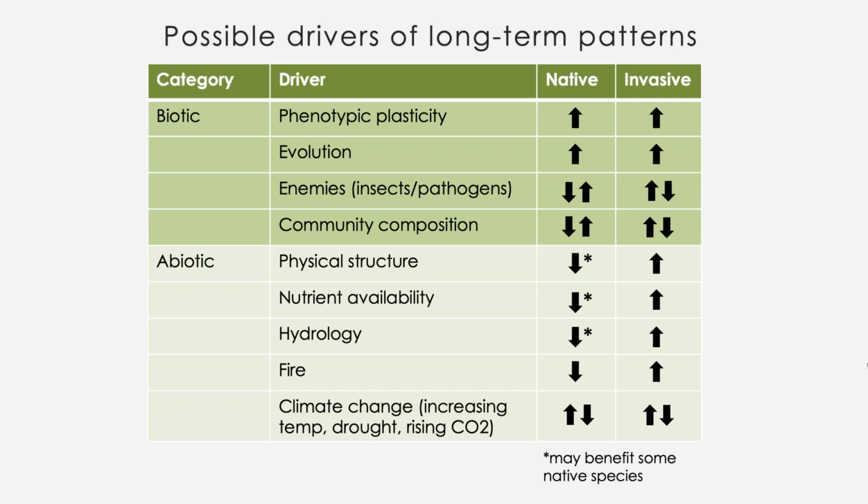For climate change, it's really a mix of possible mechanisms because of the different mechanisms, including temperature, drought, and rising CO2. There are a lot of different factors, and so the interactions can change in multiple directions.